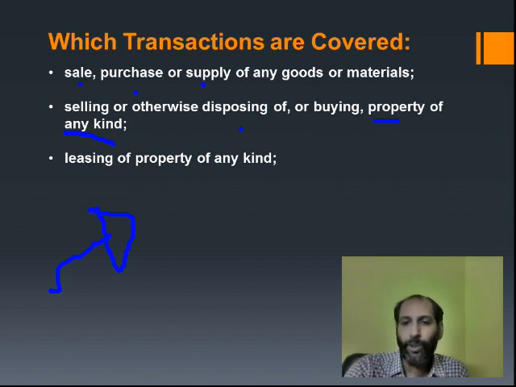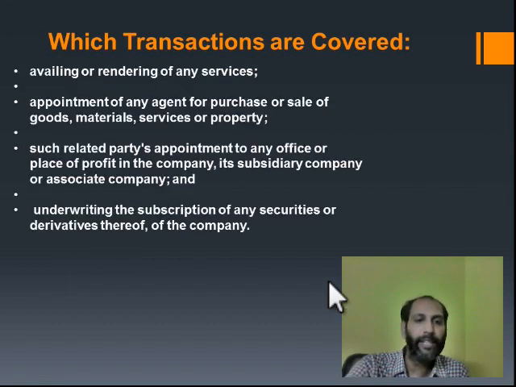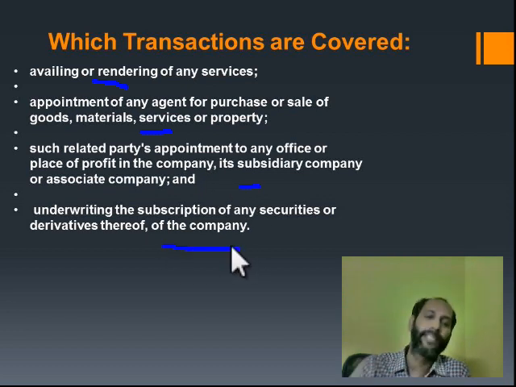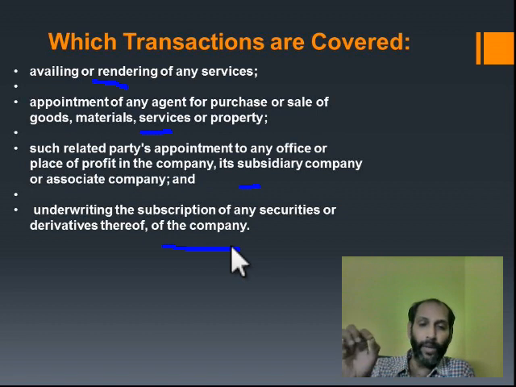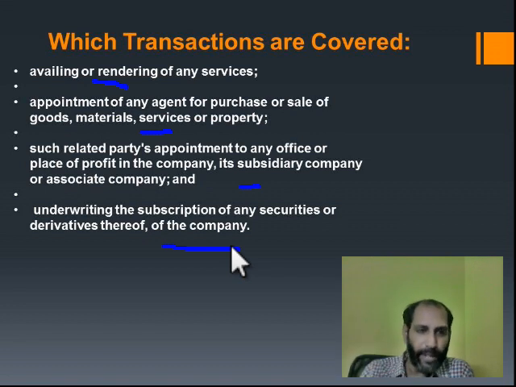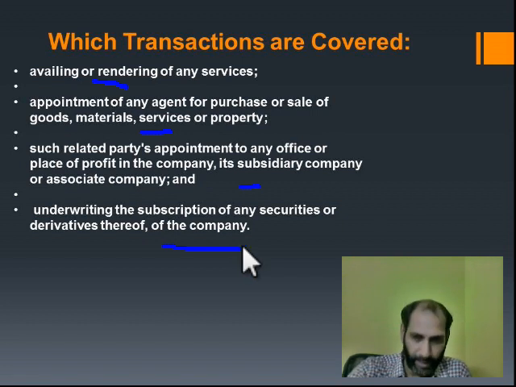The transaction list goes on again. You have to study it very well at home. Availing or rendering of any service, that means advertising service, advisory service, appointment of agent, related party, again, underwriting transactions. So I don't want to list it in the video class. You have to study the list of transactions thoroughly and intimately, and you will understand one thing, that most of the transactions are covered without exemptions. So that is the list of transactions.